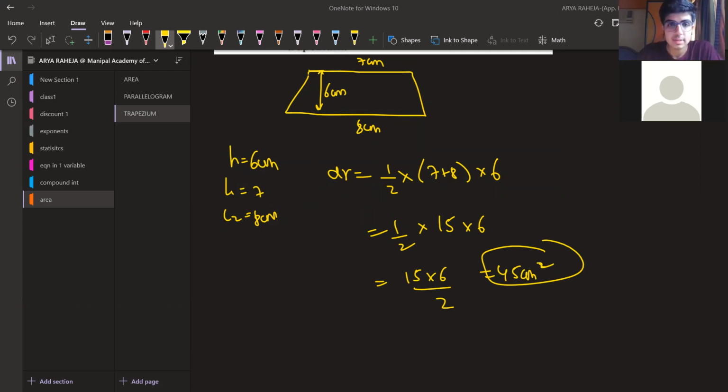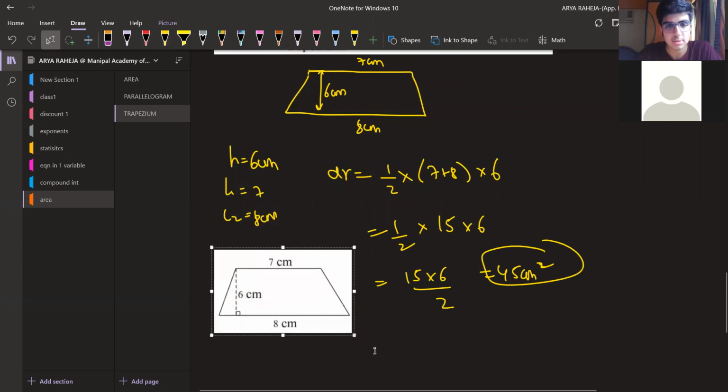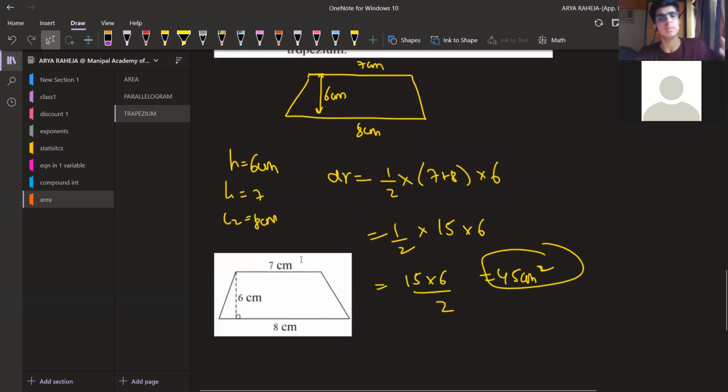And just for everyone's reference, see this, this is basically how the diagram should look, and ours was also like that. Because the distance between the parallel sides is given, meaning the distance is 6 centimeter, so that technically becomes the height. So think about it yourself, it's easy. Okay, I think everyone has understood this.